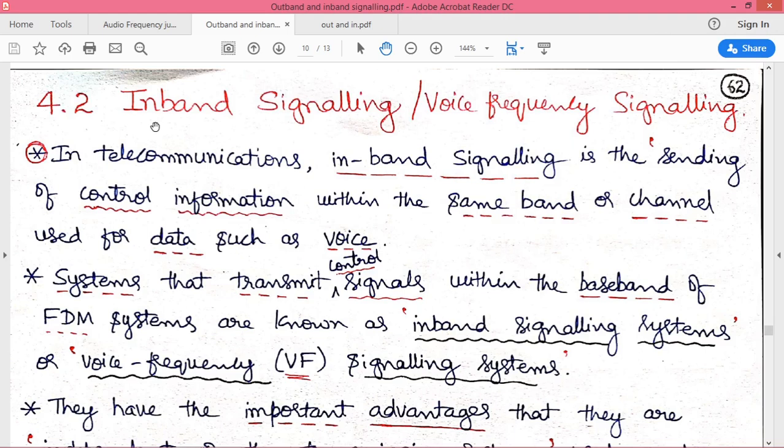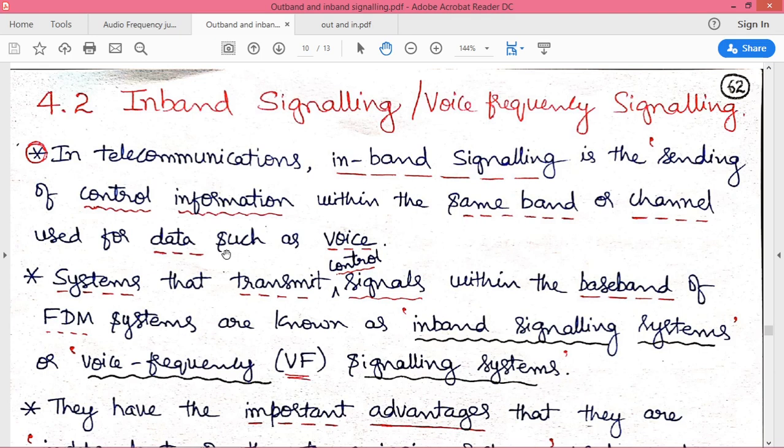Next, let us discuss how an in-band signaling system would look like. Sometimes in-band signaling is also called voice frequency signaling, VF signaling. Voice frequency signaling, because here we will be dealing with the addition of control signals into our speech band, or into our voice band. That's why we call this in-band signaling also voice frequency signaling.